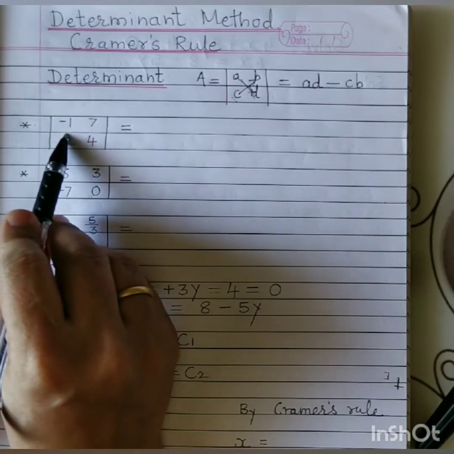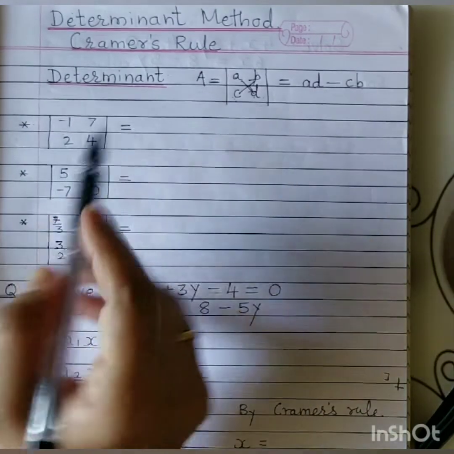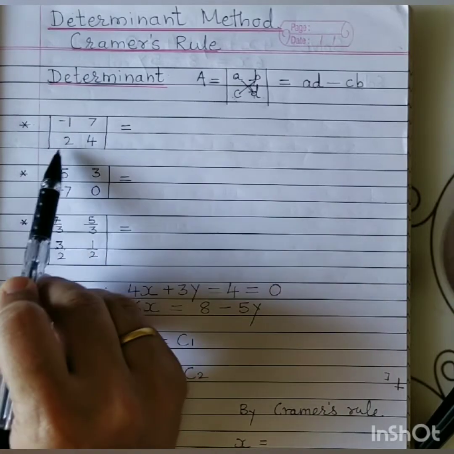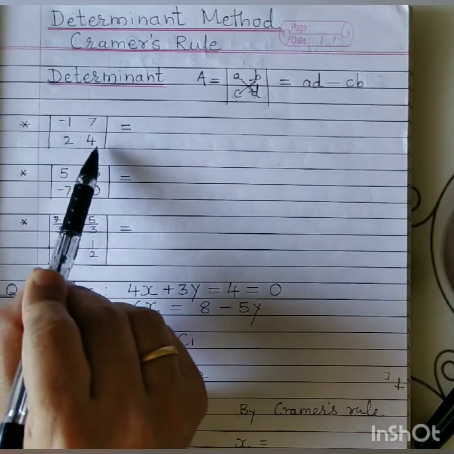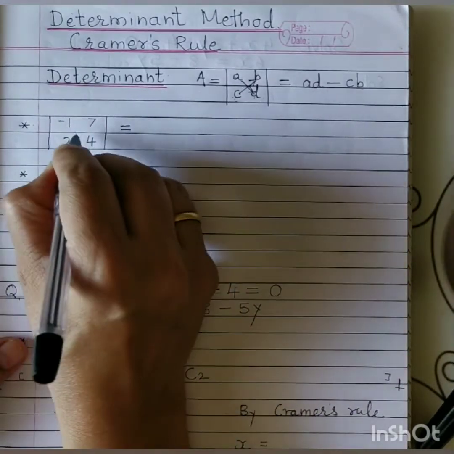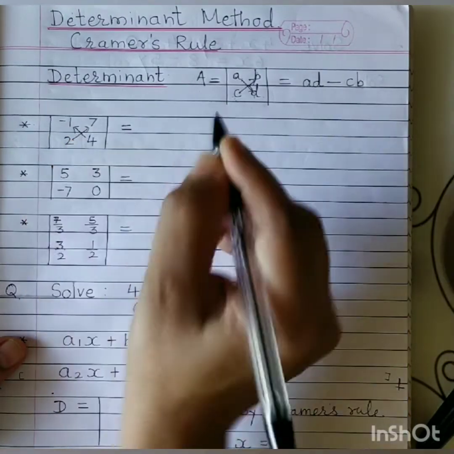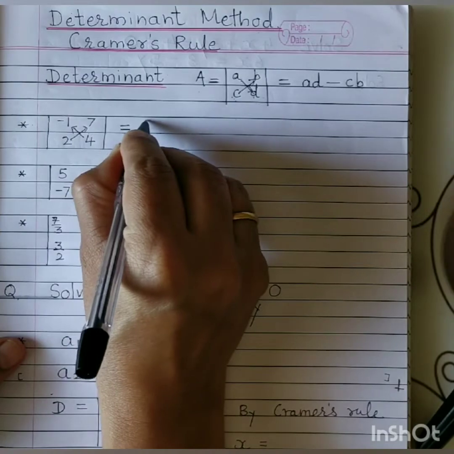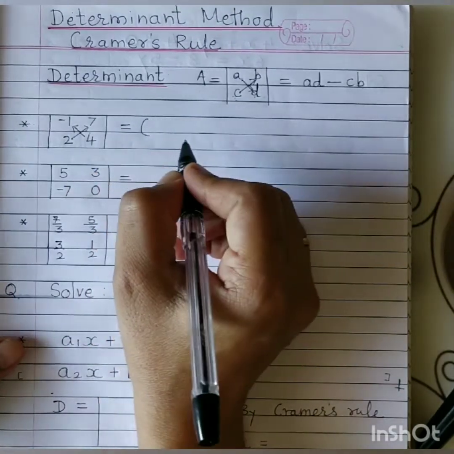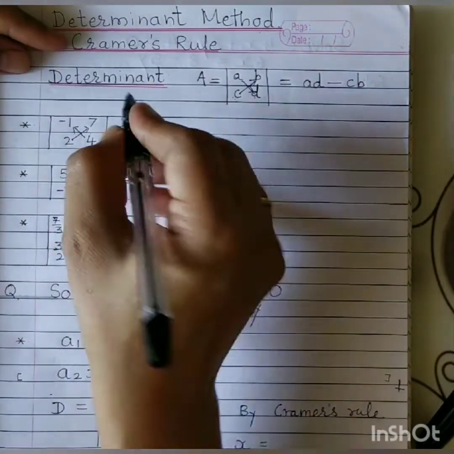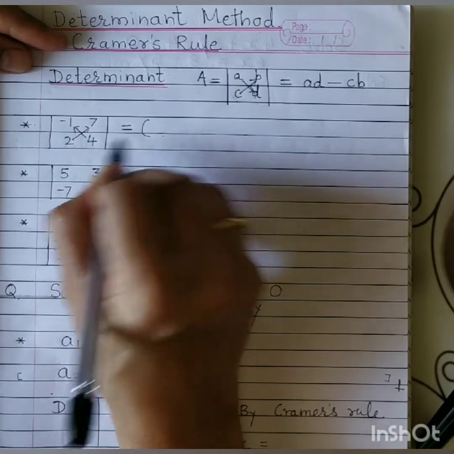Look at this determinant. The elements you can see are -1, 7, 2, 4. Since you have to find the value of this determinant, go for cross multiplication. So copy the numbers very carefully. First you need to practice a lot, and then of course you can do it much faster.